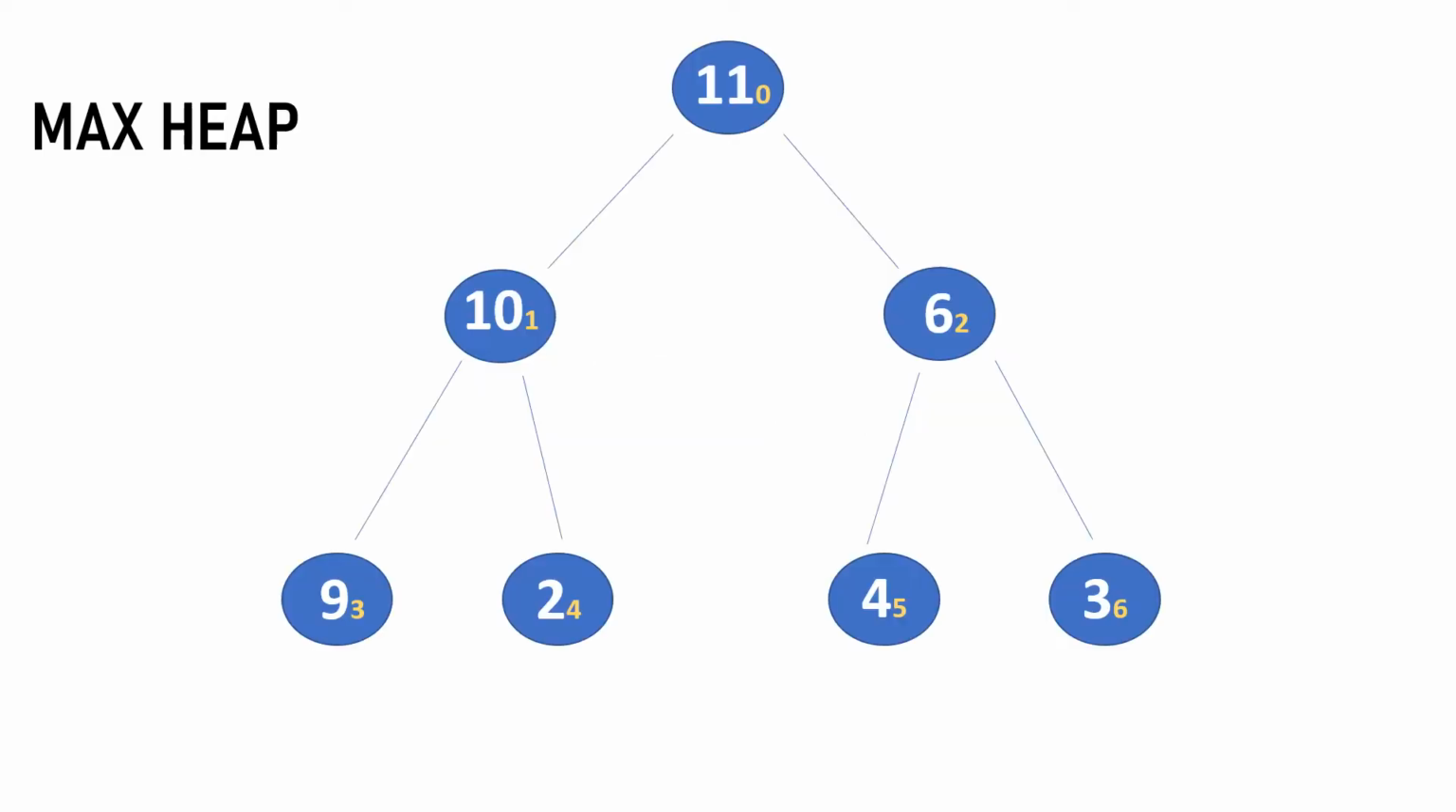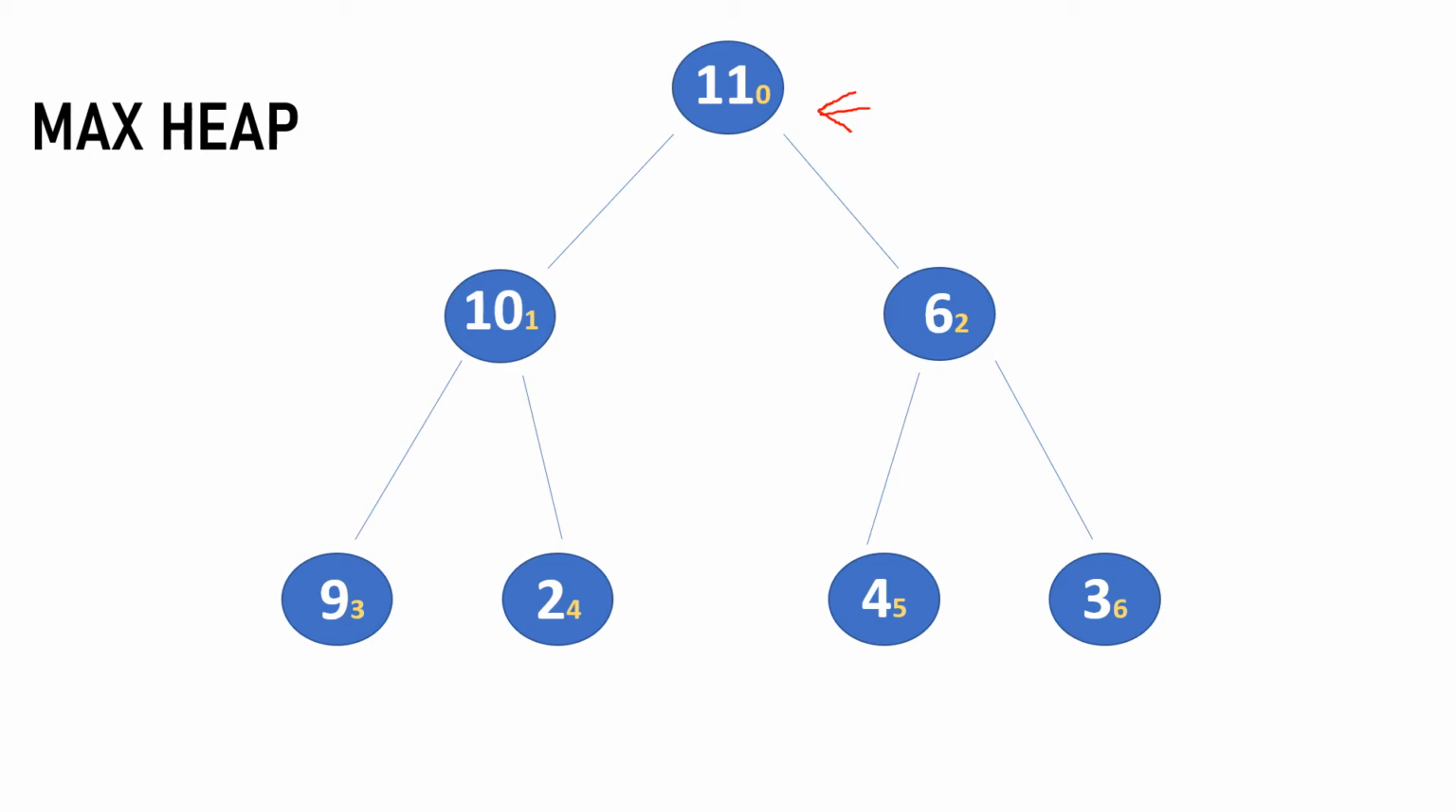So a binary heap is a kind of binary tree in which the elements in the roots and children are arranged in a particular order. For example, there is a max heap. In a max heap, the element at the root has a larger value. See here, 11 is larger than 10 and 6, and the elements at the child level have a value lesser than that of their parents.